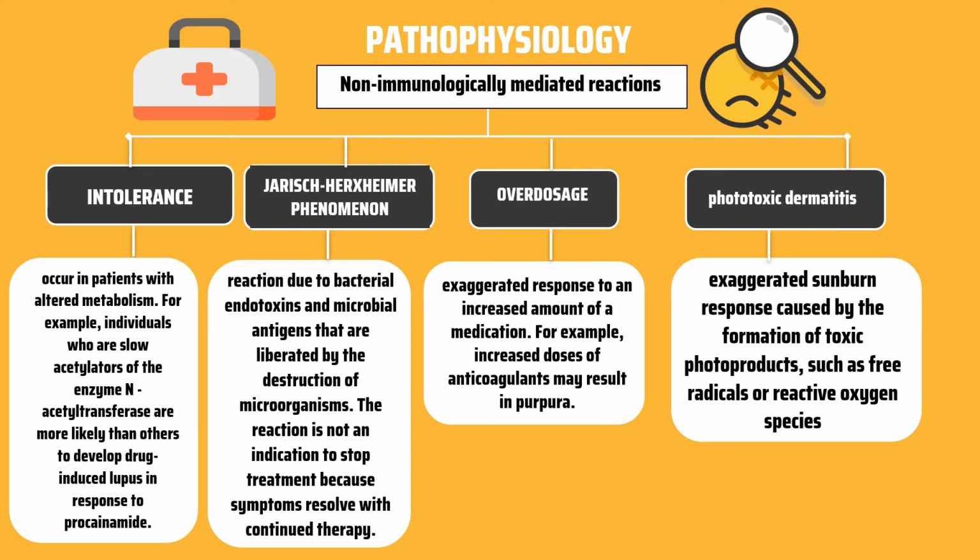Intolerance occurs in patients with altered metabolism. For example, individuals who are slow acetylators of the enzyme N-acetyltransferase are more likely than others to develop drug-induced lupus in response to procainamide. Then the Jarisch-Herxheimer phenomenon leads to a reaction due to bacterial endotoxins and microbial antigens that are liberated by the destruction of the microorganisms. The reaction is not an indication to stop treatment because symptoms resolve with continued therapy.